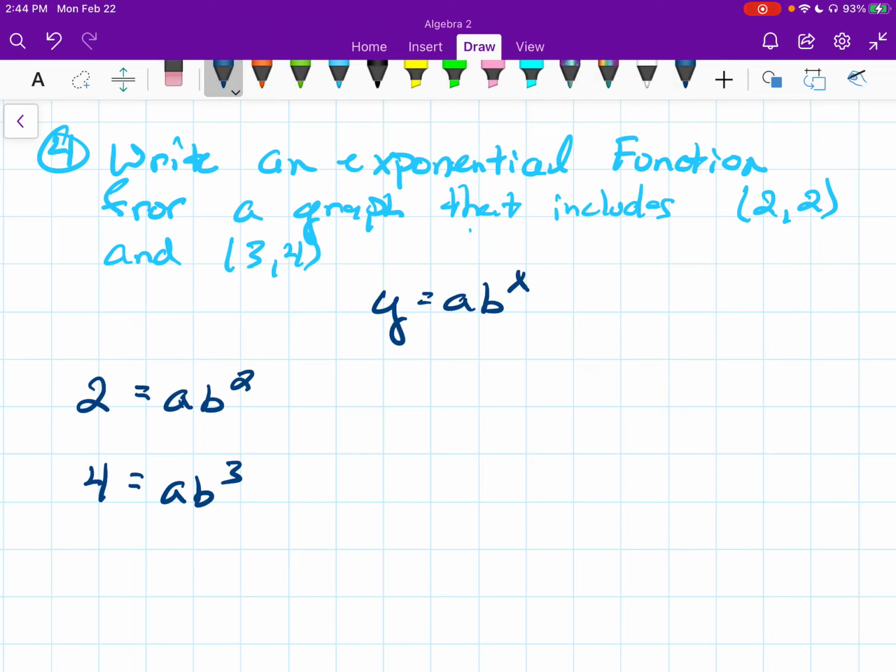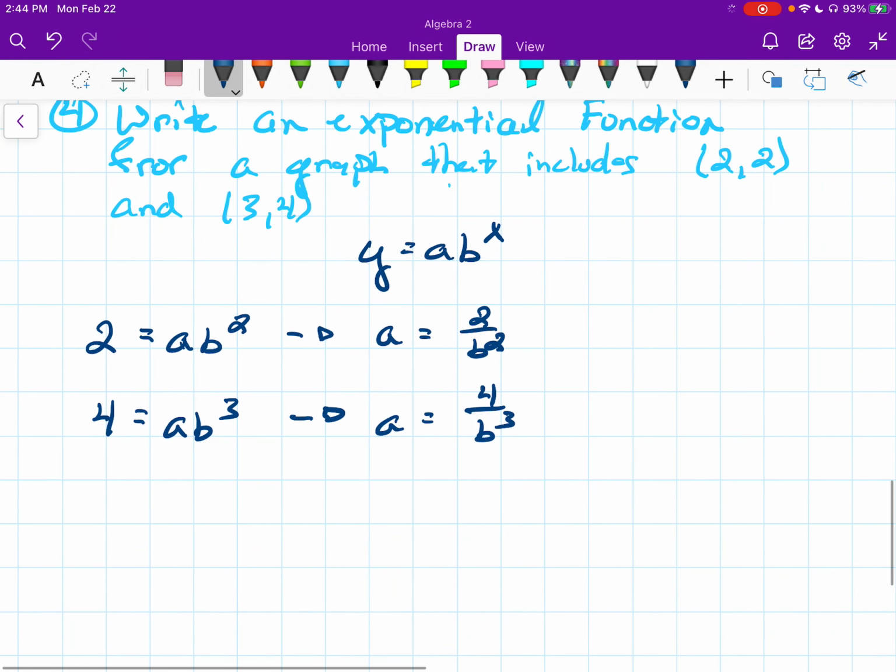Now continuing on, that's all that we can do there, but we're going to have to find some other little method here. So this is the real secret to this: we're going to have to solve for a. So solve this one for a, and we get a equals 2 over b squared. And the bottom one is a equals 4 over b cubed.